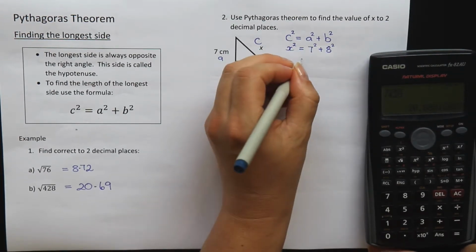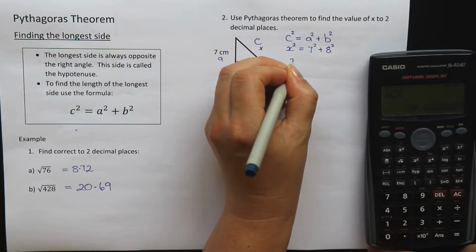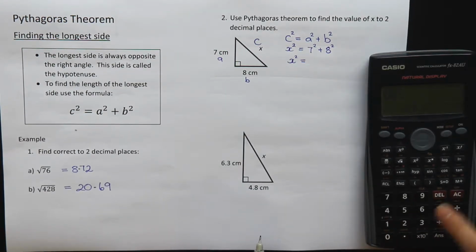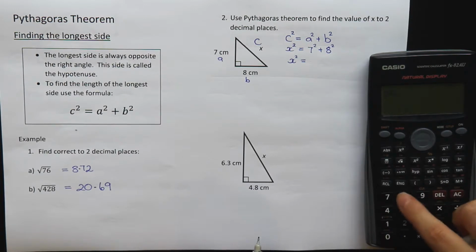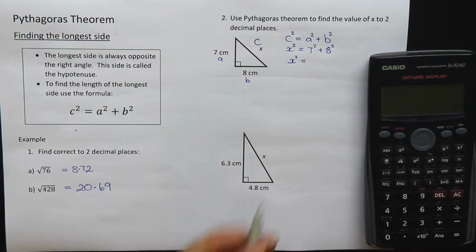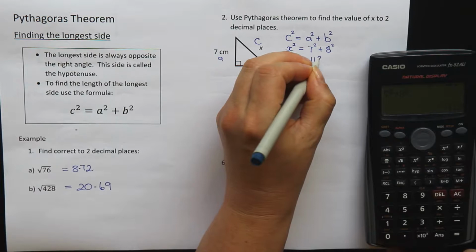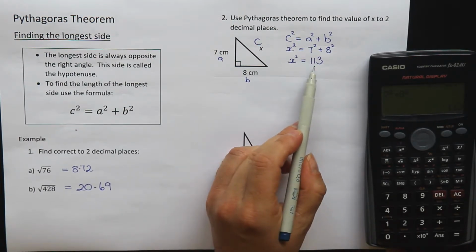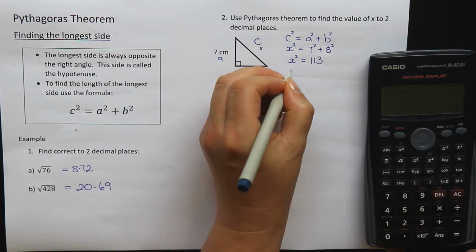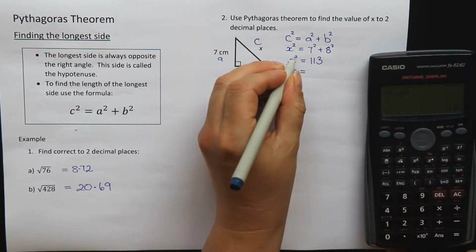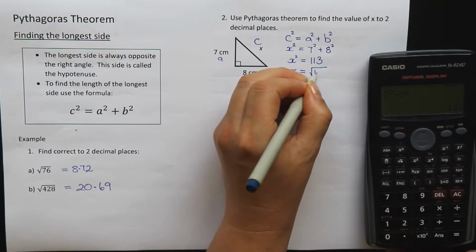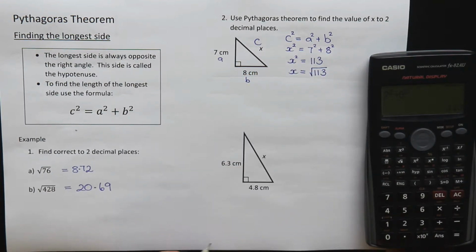Then on the calculator, I need to work out what 7 squared plus 8 squared is. 7 squared plus 8 squared equals 113. But that is x squared is equal to 113. If I want to get x by itself, I need to get rid of the squared, which is when I need to square root the 113.